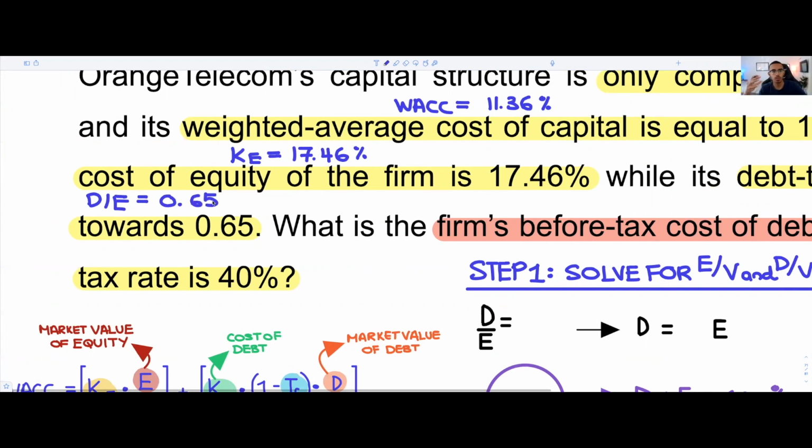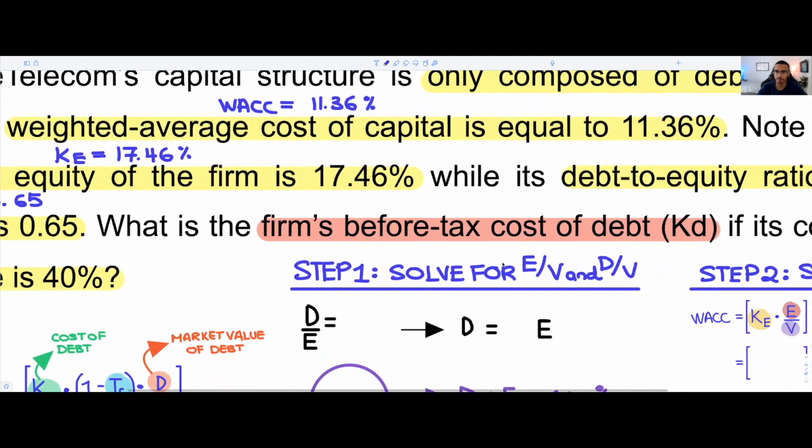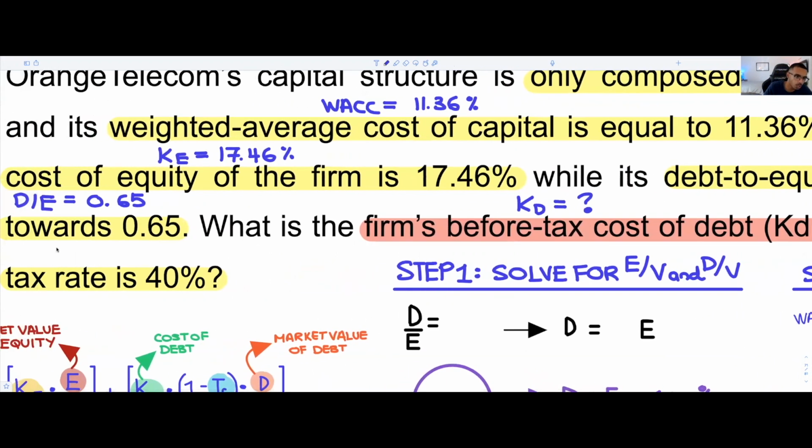And once again, what does this mean? Your debt to equity ratio is simply your market value of debt divided by the market value of equity, which in this case gives us 0.65. Later, at step 1, I will show you the steps to solve for our equity to value and our debt to value, and why it makes sense knowing our debt to equity ratio. Now in this question, we need to solve for KD. If you notice, they didn't give us KD, so of course that's our missing variable. They also gave us our TC, which is our tax rate, and it's equal to 40%.